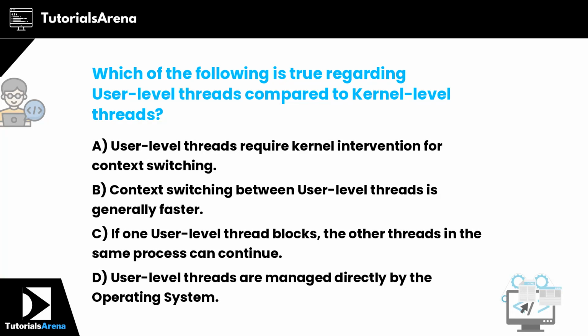Which of the following is true regarding user-level threads compared to kernel-level threads? The correct answer is option B. Context switching between user-level threads is generally faster.